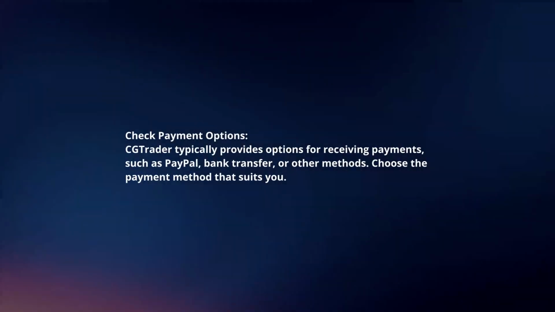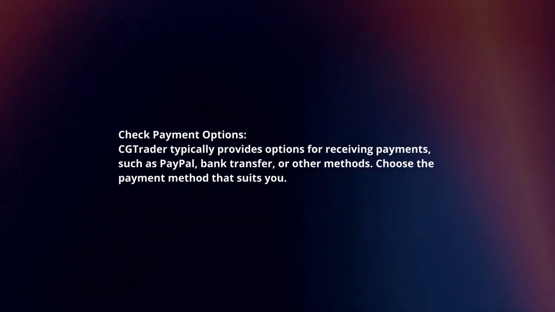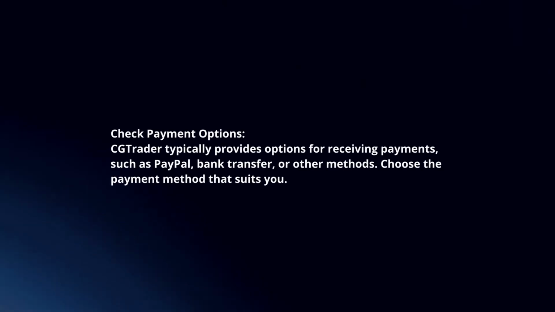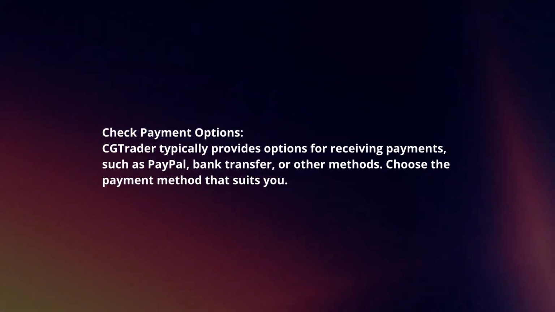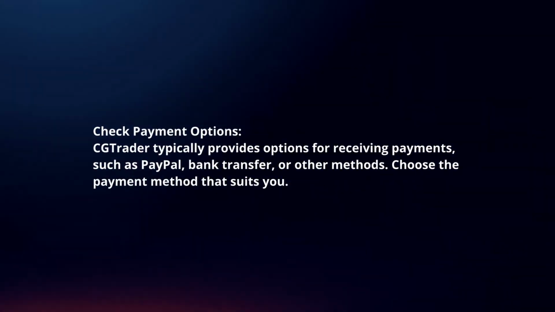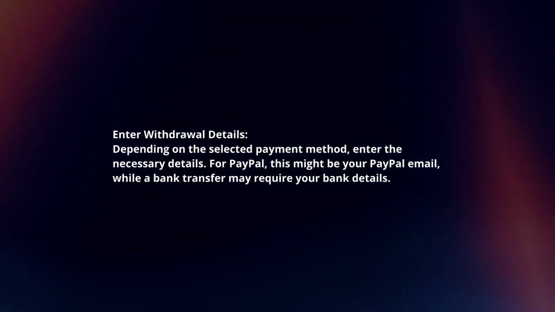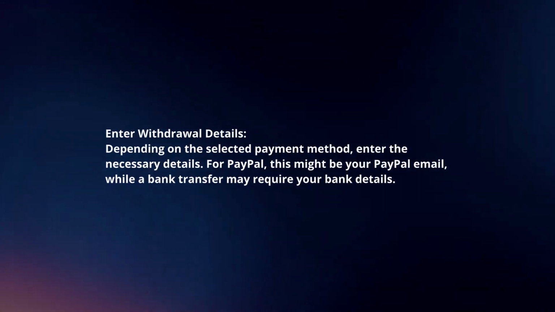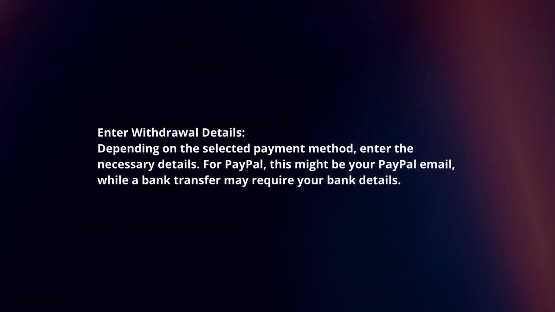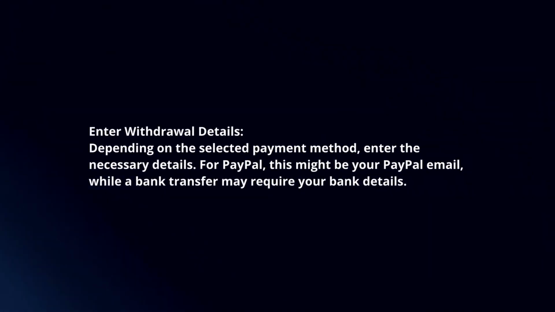Check payment options. CGTrader typically provides options for receiving payments such as PayPal, bank transfer, or other methods. Choose the payment method that suits you. Enter withdrawal details. Depending on the selected payment method, enter the necessary details. For PayPal, this might be your PayPal email, while a bank transfer may require your bank details.